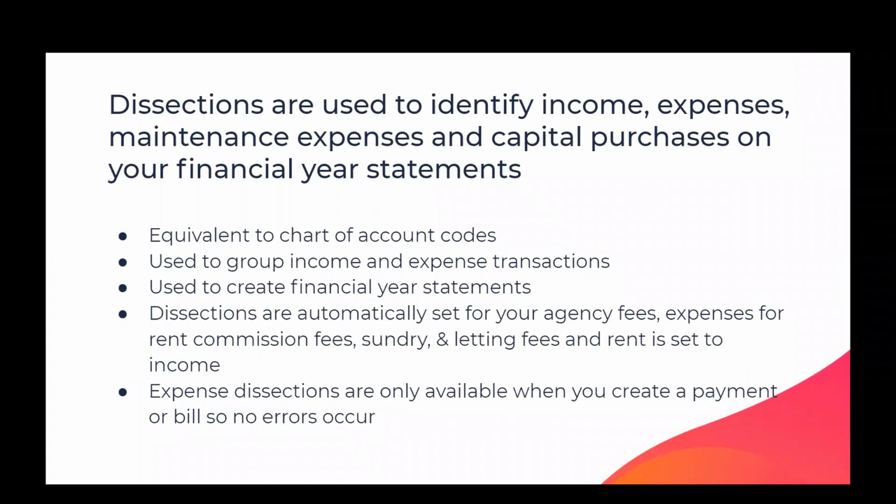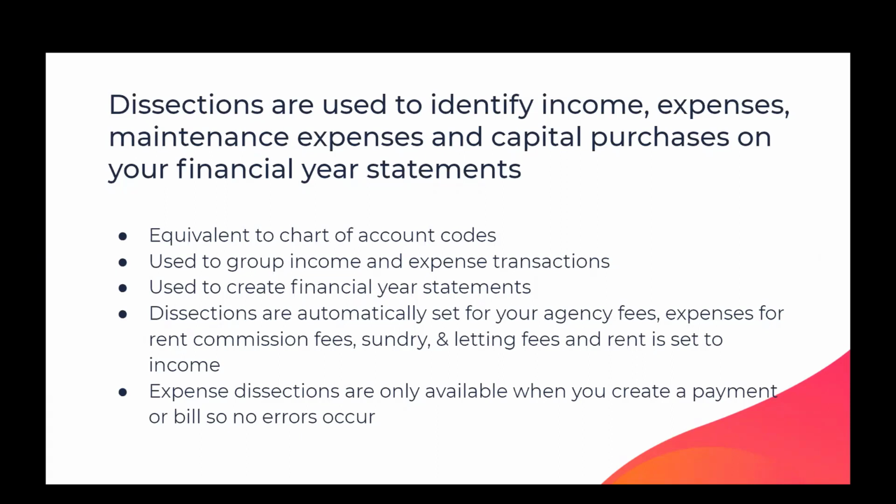So Console Cloud has a number of preset dissections as well that you may have noticed, and they're automatically set for your agency fees, also expenses, and for rent, commission fees and sundries, letting fees and rent as well, which is also set to income. So these are automated dissections that you don't need to select when you're making those payments. So you'll always know that they're correct.